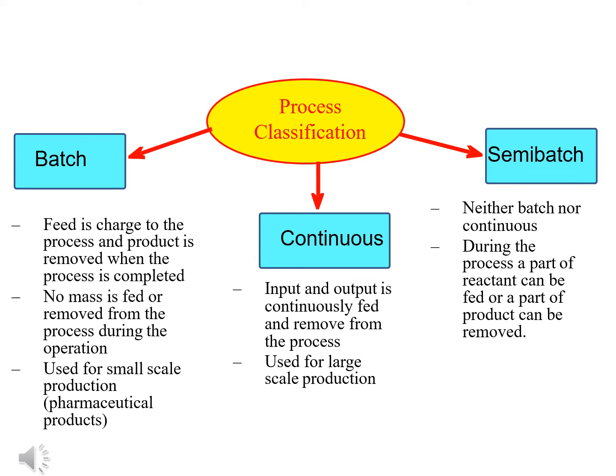Most processes are continuous processes. And the final classification of process is the semi batch process. It is neither a batch process nor a continuous process. That means during the process, one part of the reactant can be fed into the system and the product can only be removed after the process completion. That means one of the reactants is continuously fed into the reactor and one reactant is already fed into the reactor, but during the process there is no product withdrawn from the system. So that is the semi batch process.